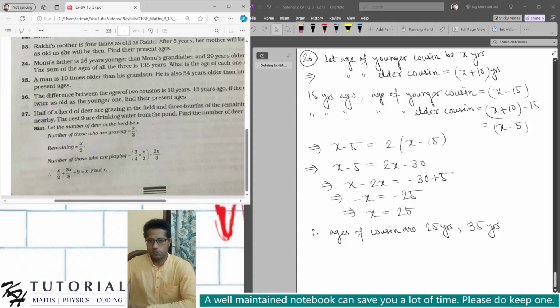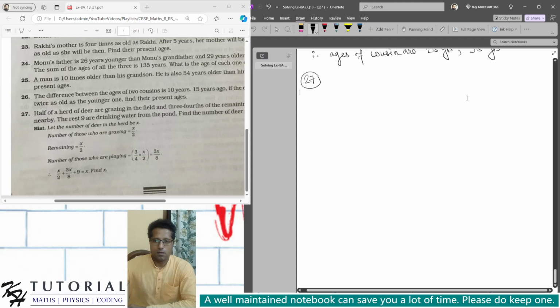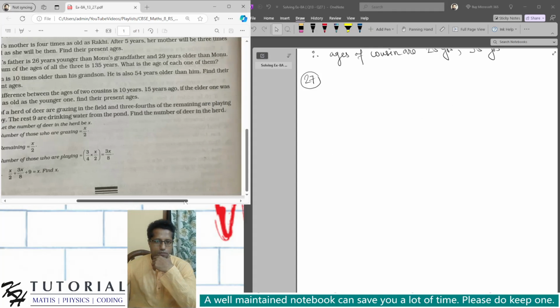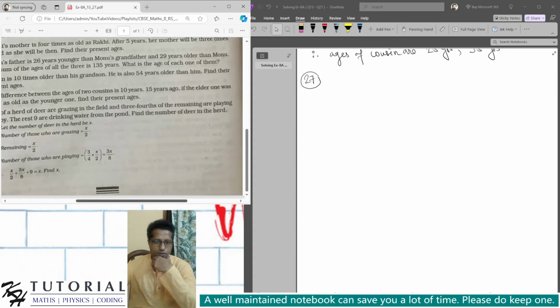Okay, let's do the last problem, that is problem number 27. It is given that half of a herd of deer are grazing in the field and three-fourths of the remaining are playing nearby. The rest, 9, are drinking water from the pond. Find the number of deer in the herd.